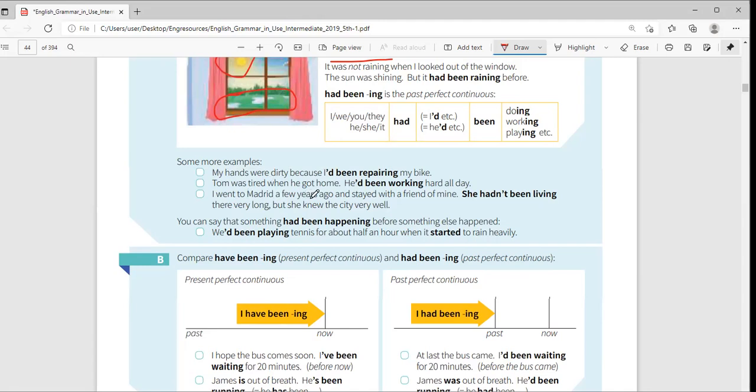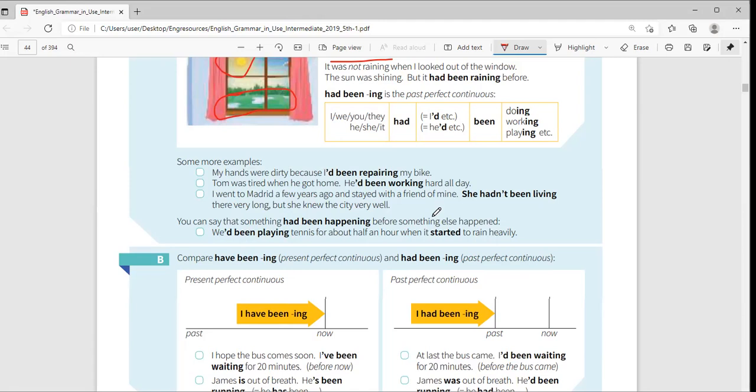Tom was tired when he got home. Of course, he got home in the past. But before that, he had been working hard all day. Yes, he had been working hard, meaning that he started working hard in the past, continued until the end, and then he went home, which is also past.